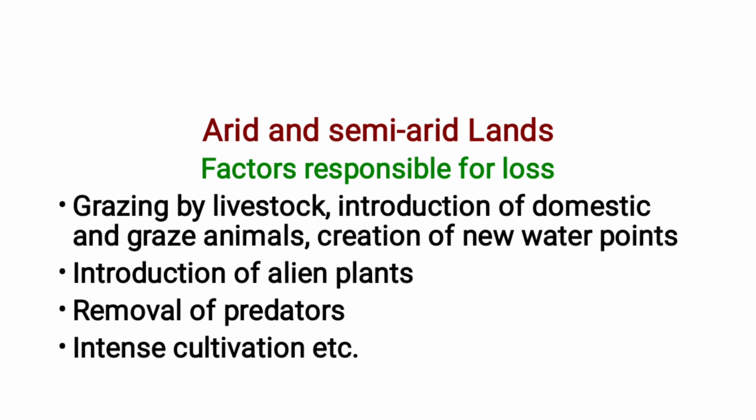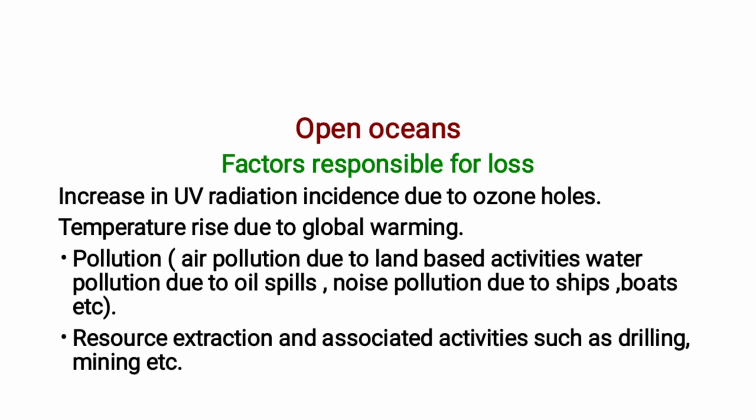Arid and semi-arid lands. What are the factors responsible for loss? Grazing by livestock, introduction of domestic and grazing animals, creation of new water points, introduction of alien plants, removal of predators, intense cultivation, etc. Then open oceans. What are the factors responsible for loss? Increase in UV radiation incidence due to ozone holes, temperature rise due to global warming.